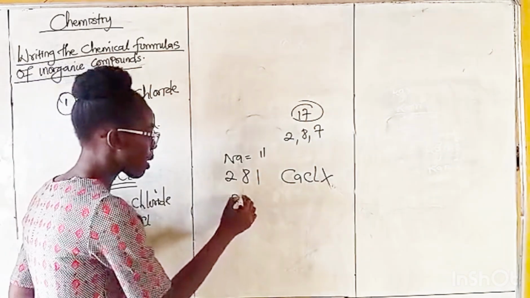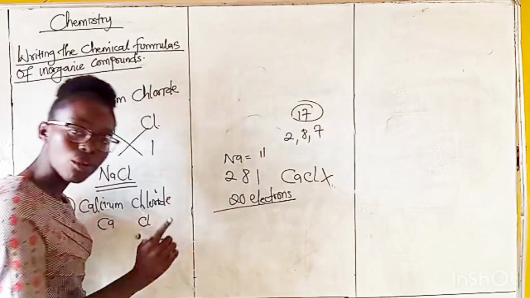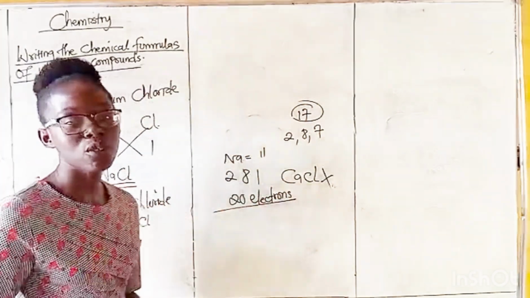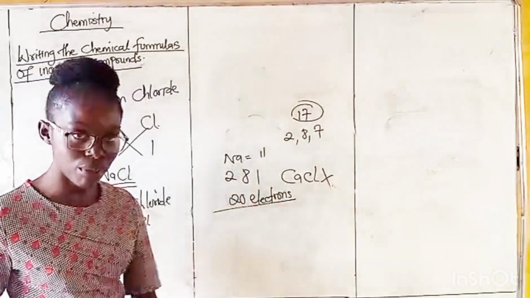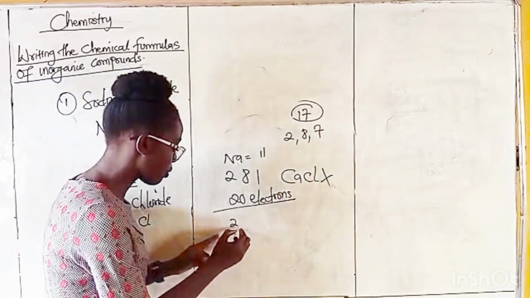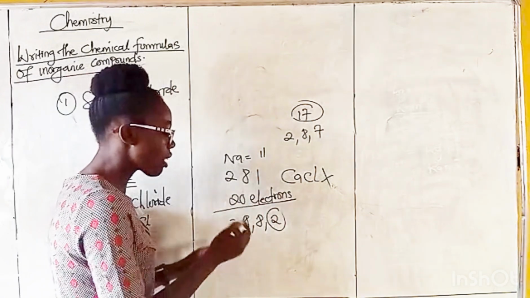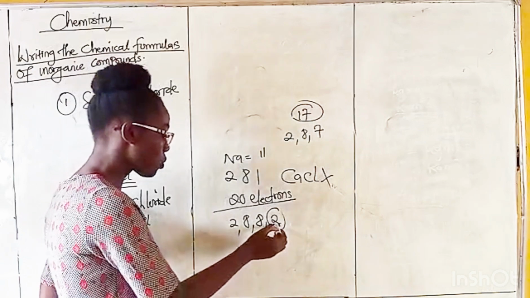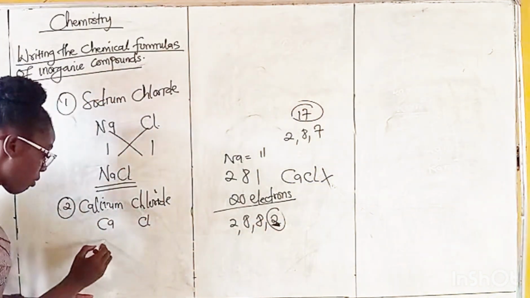Calcium has 20 electrons, right? And it is a metal. Remember I told you that those elements that end with IUM are your metals. So when these elements react, they lose electrons to become stable. Since calcium has 20 electrons, we have 2, 8, 8, and then 2, the last one. So definitely calcium will lose these 2 electrons to become stable. So these 2 electrons is equal to its valency. So under calcium I write 2.